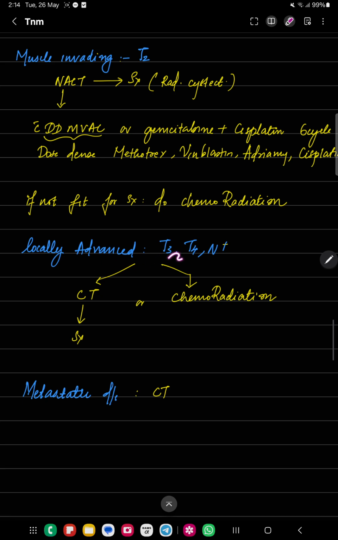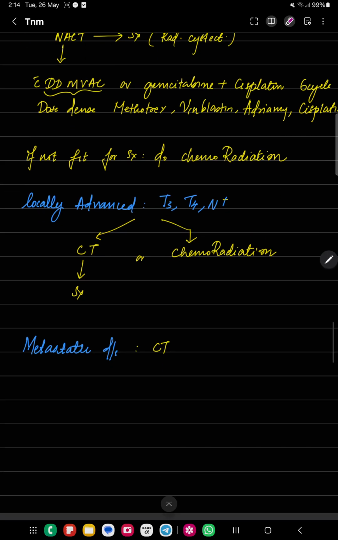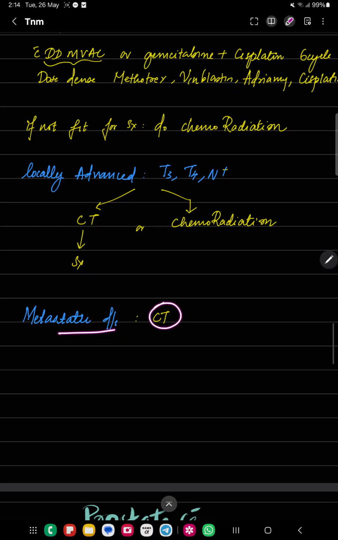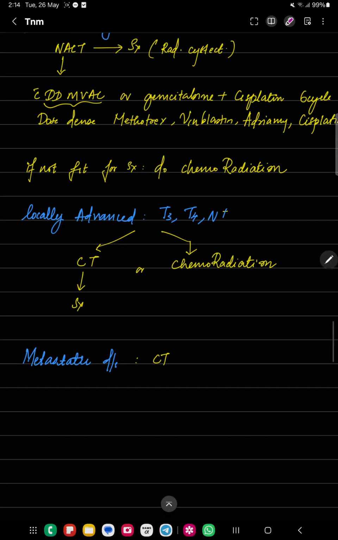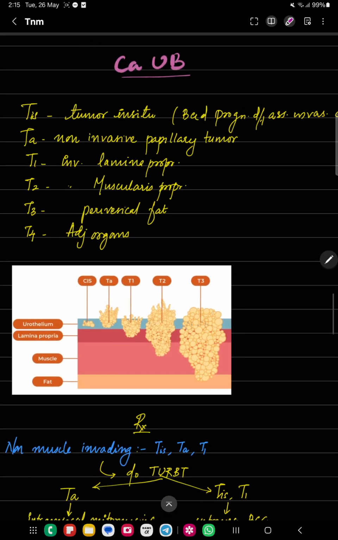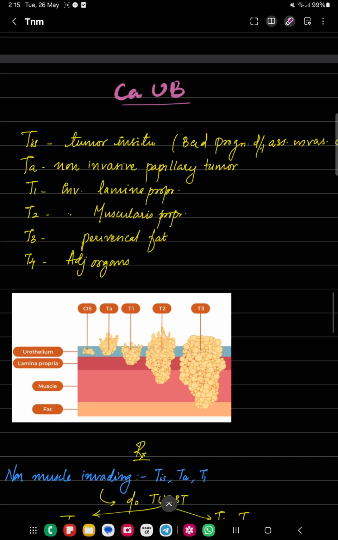And in locally advanced, that is T3, T4 and N plus, here we can give again chemotherapy followed by surgery or chemoradiation. So basically both are the same. Then metastatic disease, you have chemotherapy, either single monotherapy or a combination therapy. So that's about the TNM and treatment of urinary bladder cancer. Thank you.